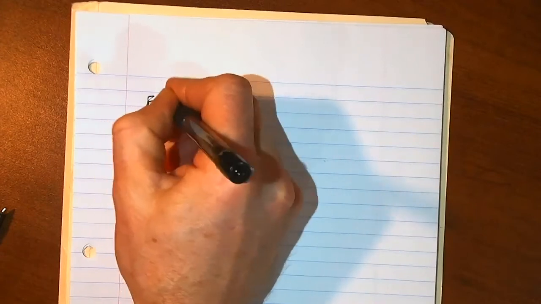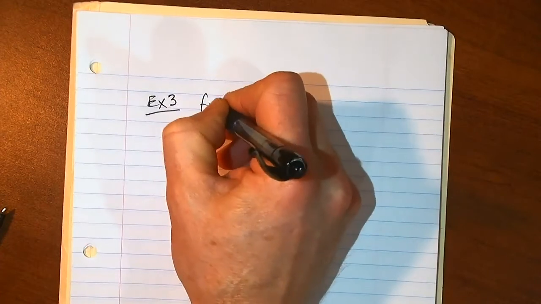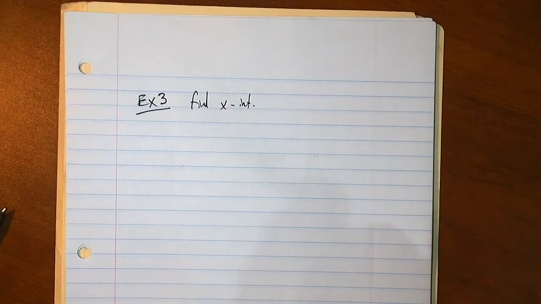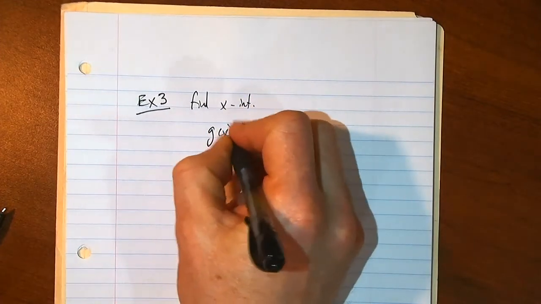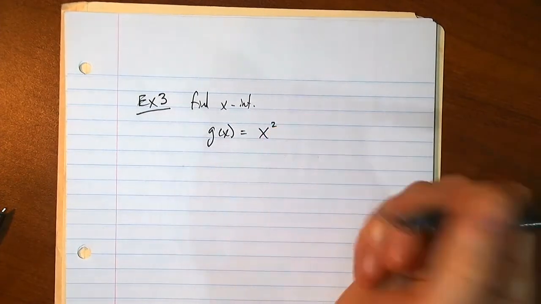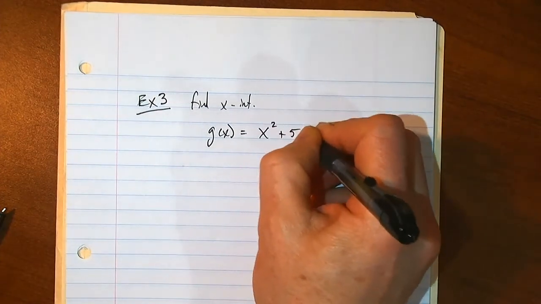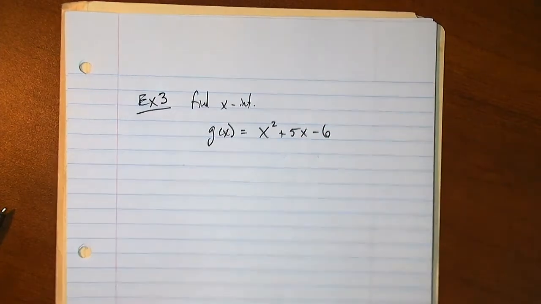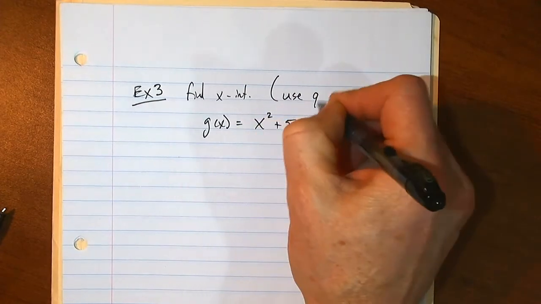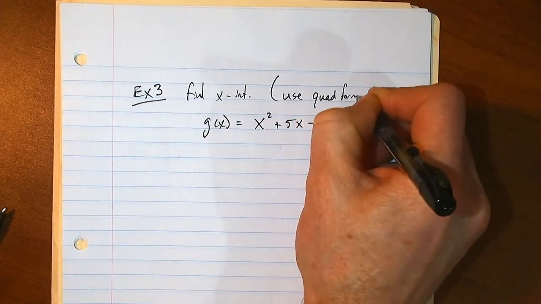Okay, now I'm going to do one more, just a very, very fast review again with the quadratic formula. So here's example number 3. Again, finding x-intercepts. This time we're going to use the quadratic formula to find the x-intercepts of this. Let's just do the same one. We know what the answer is going to be because we already did it, but let's do this with the quadratic formula.